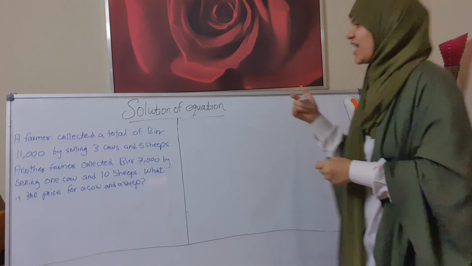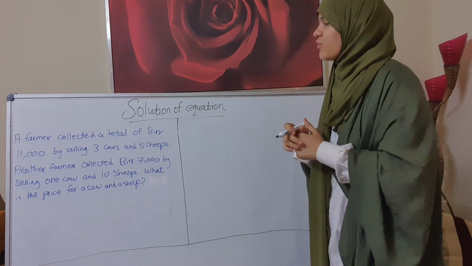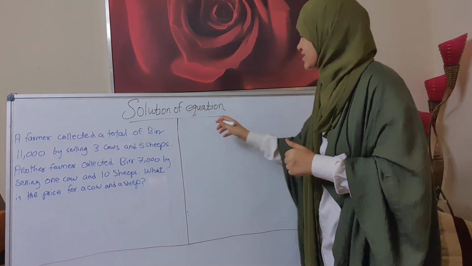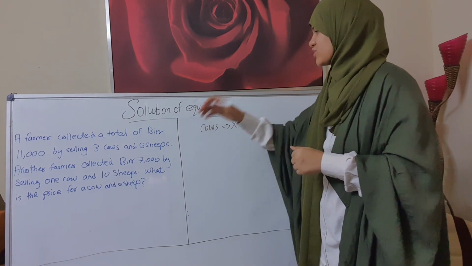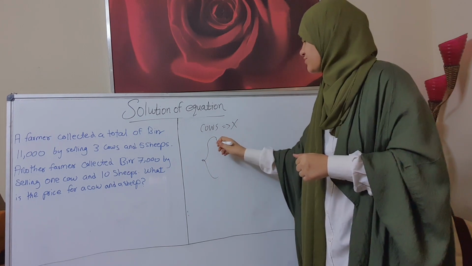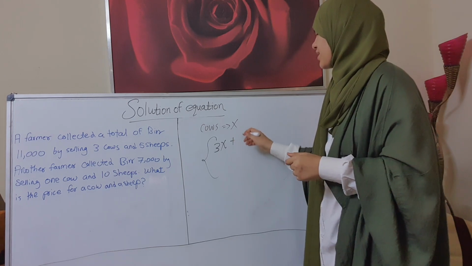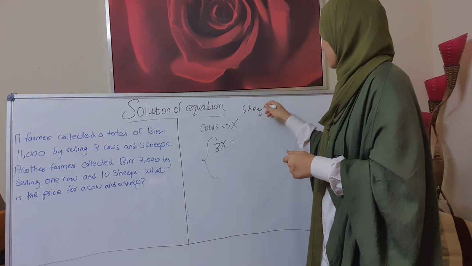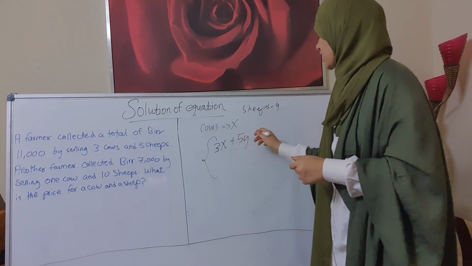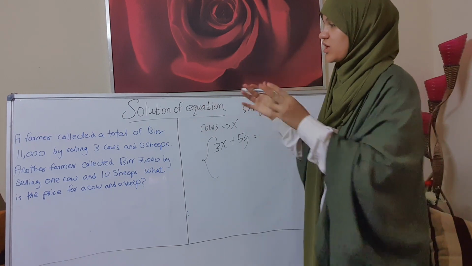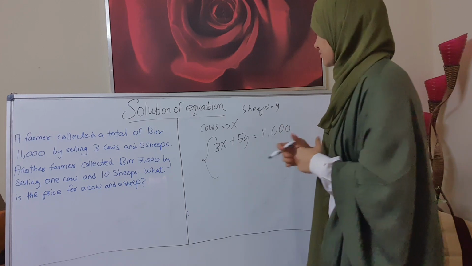For example, a farmer collected a total of 11,000 by selling 3 cows. So cows, we can make them x. For the first one we have 3x, that means 3 cows, and sheep, we will make them y. So plus 5y is equal to the collected total, which was 11,000.